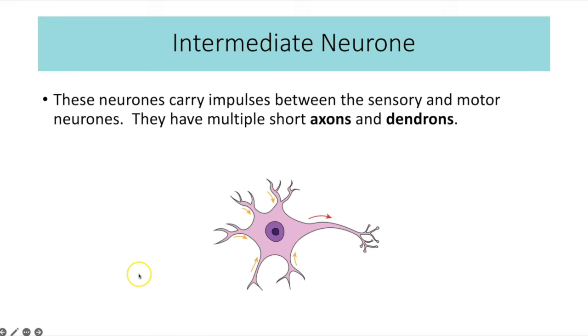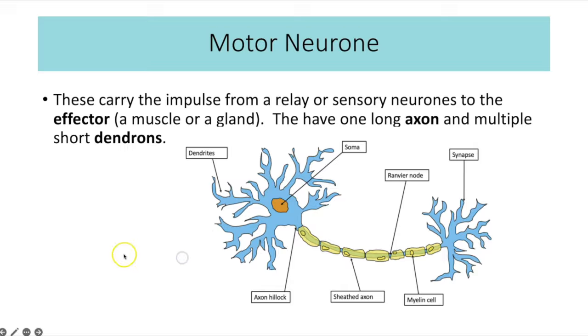The intermediate neuron, sometimes known as the relay neuron, these neurons carry impulses between the sensory and motor neurons, and they have multiple short axons, which we can see here, and also dendrons branching off each of those.